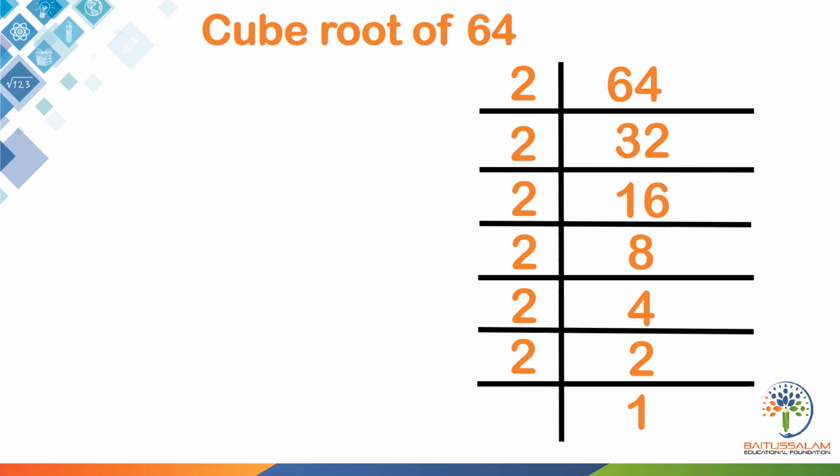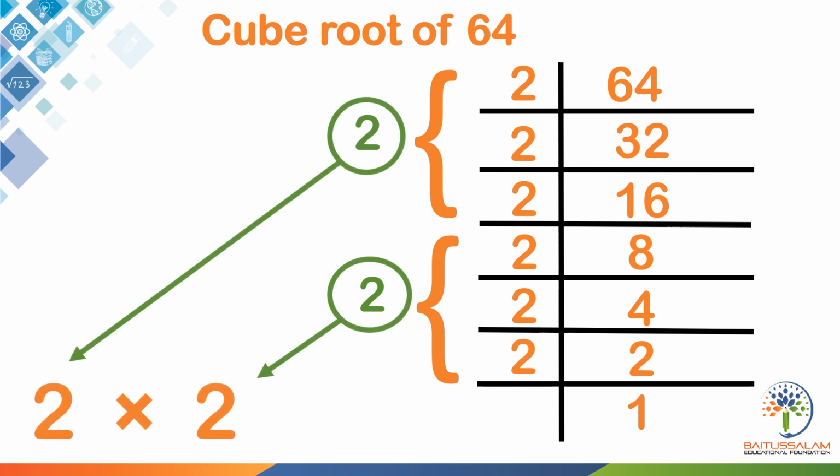In order to find the cube root, we will have to make pairs of 3. Here in this question 2 pairs are made. Both the pairs are of 2. In the very end they both are multiplied and we get the cube root, that is 4.